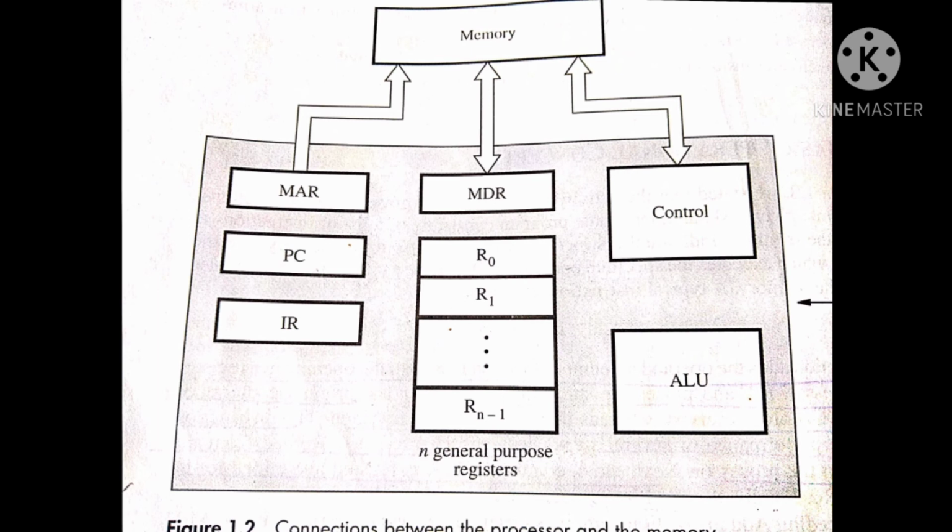Understood, no? It sends the address. The addresses of A, B and C have to be found first. From where will they be found? They will be found by the MAR, right? The MAR holds the address of the location to be accessed. Now this will be read into the MDR. This is the data that has to be read. The data which has to be read by this MAR will be read by this MDR.